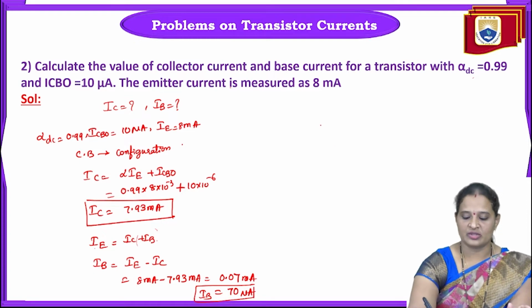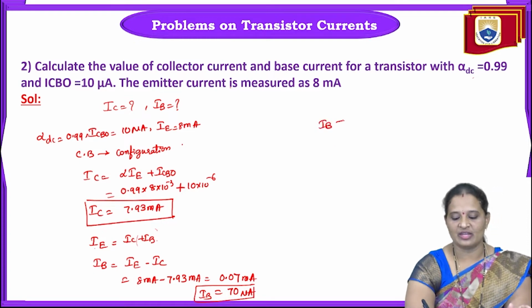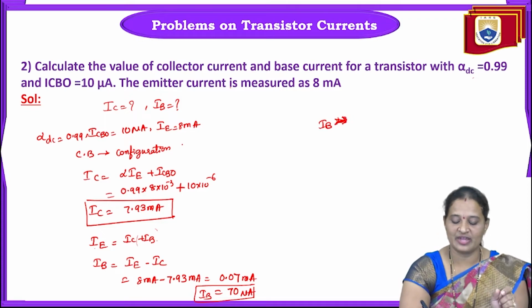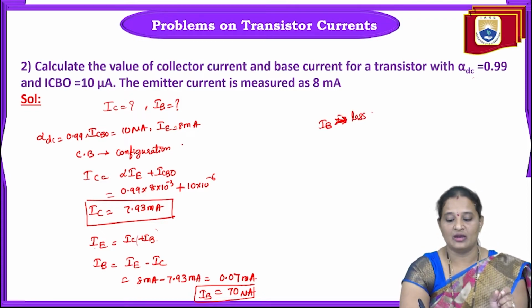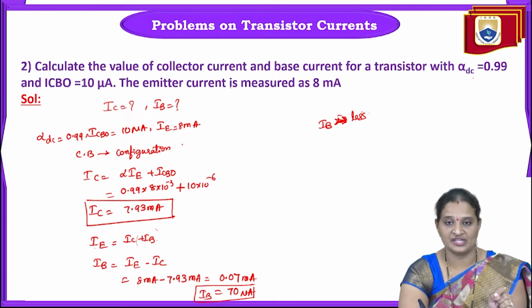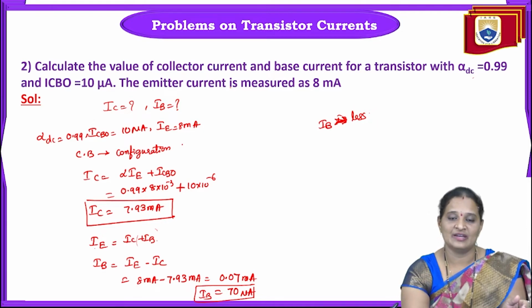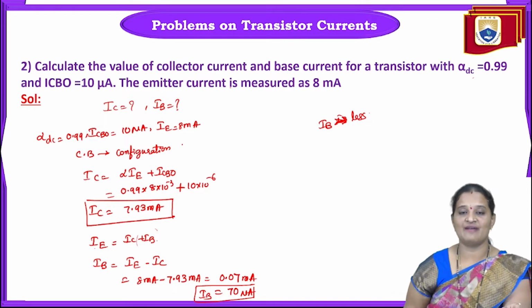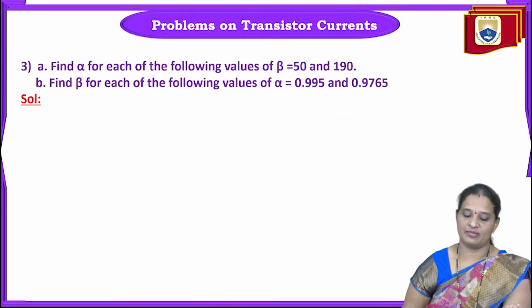So as you all know, IB will be very less, because it is the current due to the recombination. The base is lightly doped, and hence the recombination rate will also be less, and hence we will always have the base current as very less, of the order of microamperes.